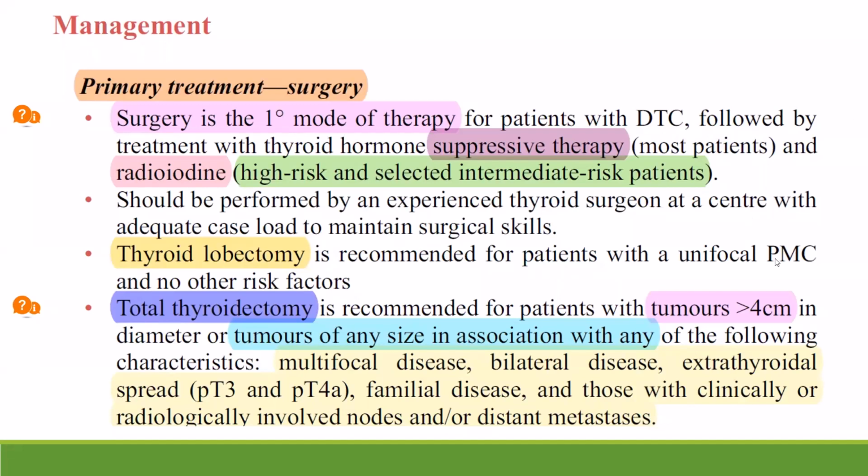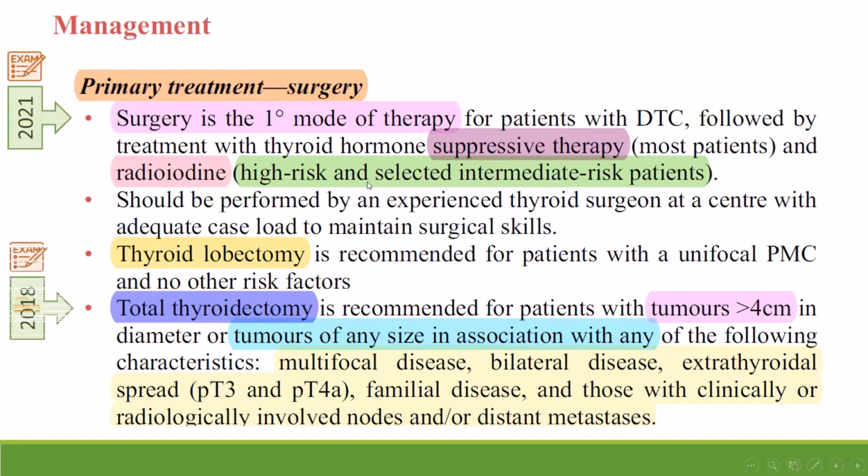So this is the management of differentiated thyroid cancer. The primary treatment is surgery, followed by suppressive therapy in most patients, followed by radioactive iodine remnant ablation in high-risk patients and in selected intermediate risk patients, not for low-risk patients. So if the size is less than 2 centimeters and not associated with the following conditions, we can do thyroid lobectomy. But if the size is more than 4 centimeters, we should go to total thyroidectomy.